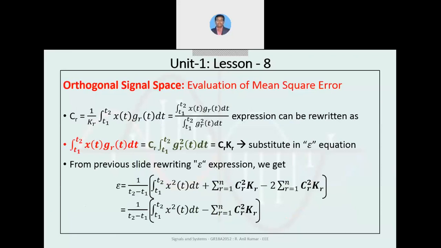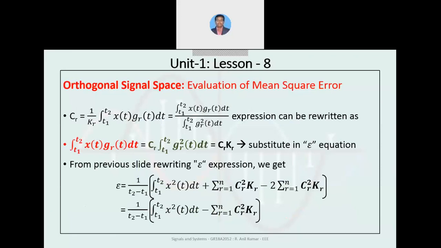Next, the magnitude cr can be rewritten as integral t1 to t2 x of t into gr of t dt equals cr into integral t1 to t2 gr square of t dt. As cr is a constant magnitude, it can be taken outside the integration. So we are expressing the integral t1 to t2 x of t gr of t in terms of cr, and the integral t1 to t2 gr square, which we expressed as kj for the j signal, is represented with r here as kr for the r signal.